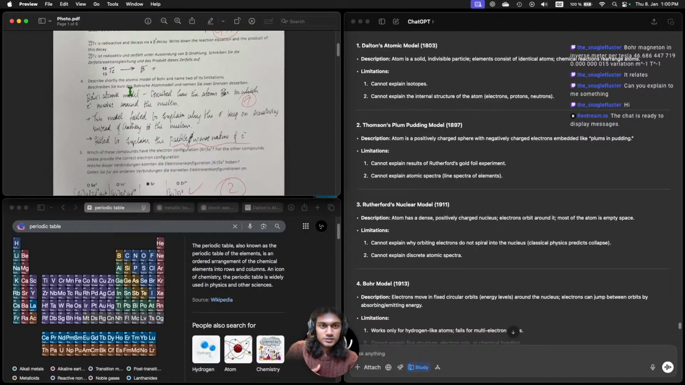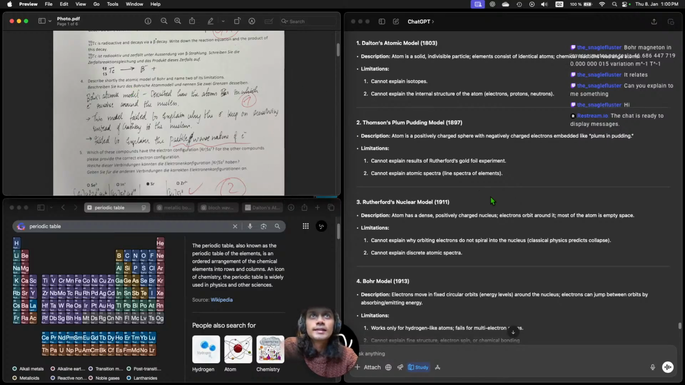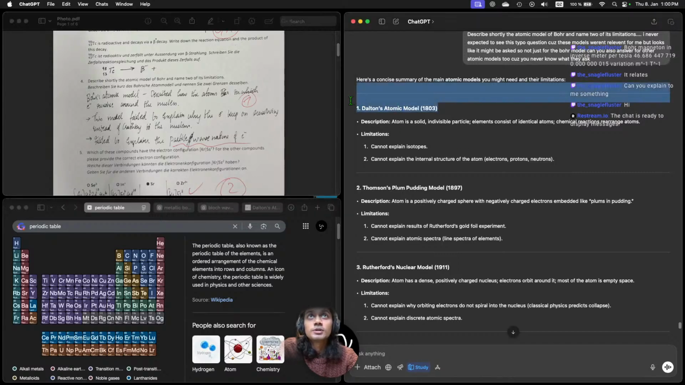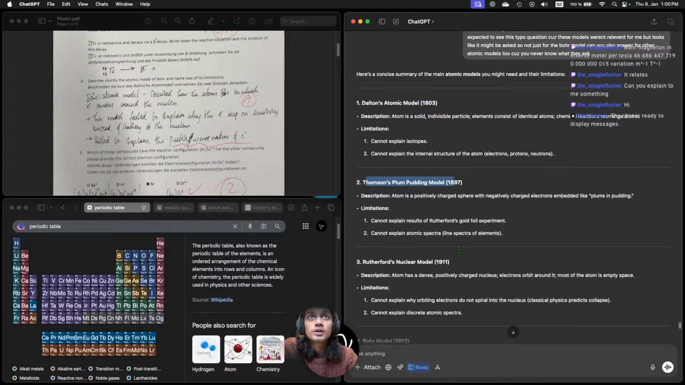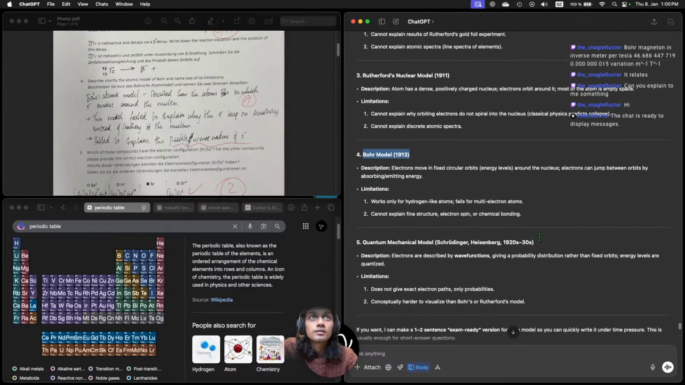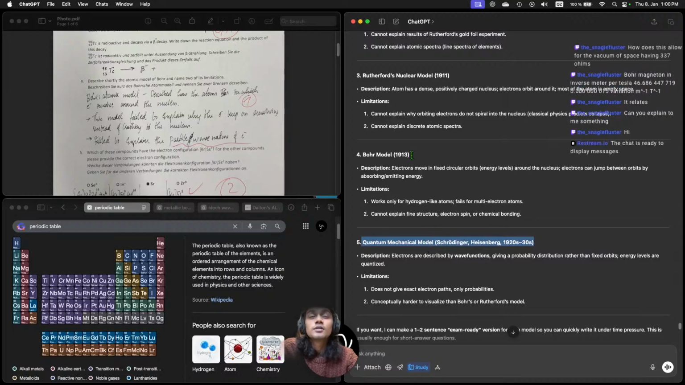I don't understand what you just wrote, but right now I was looking at all the older atomic models and their limitations. The first was Dalton, then Thomson, then Rutherford, then Bohr, and after Bohr it was the quantum mechanical model. And during my exam they asked me to explain the Bohr model and I couldn't.